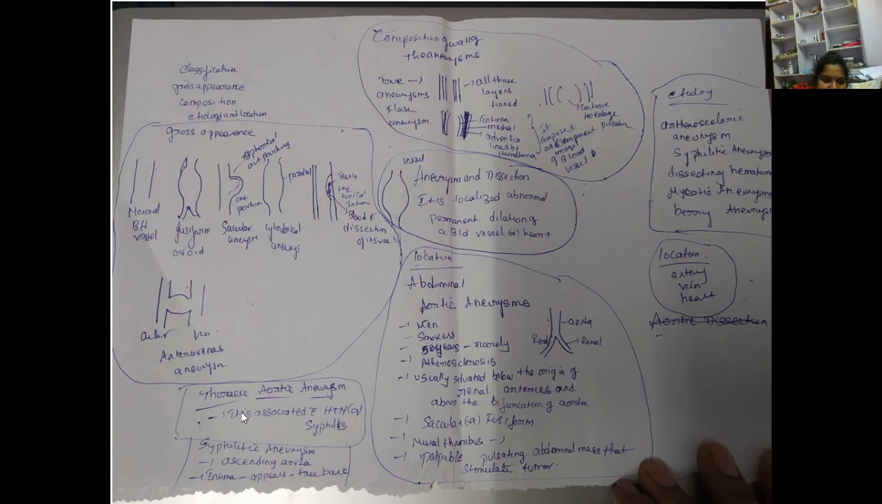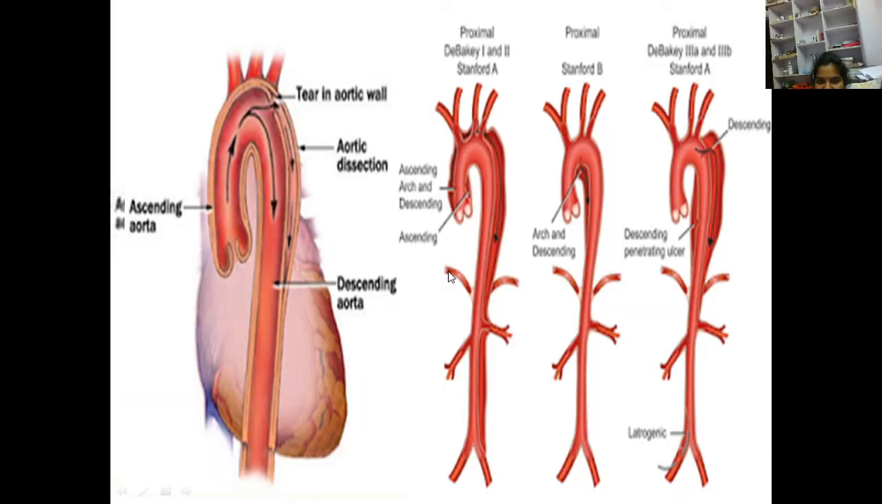And one more is the thoracic aortic aneurysm. This is associated with hypertension and syphilis. Syphilitic aneurysm is called so because it is mostly seen in the ascending aorta. The intima will appear like tree bark. Regarding aortic dissection, in the next picture we'll see what is meant by double barrel.